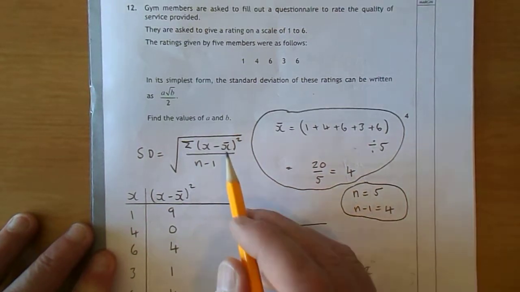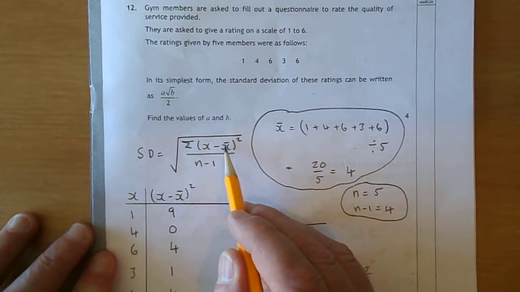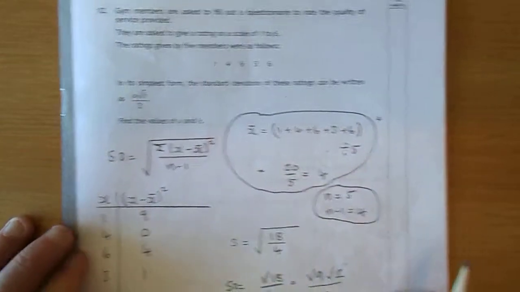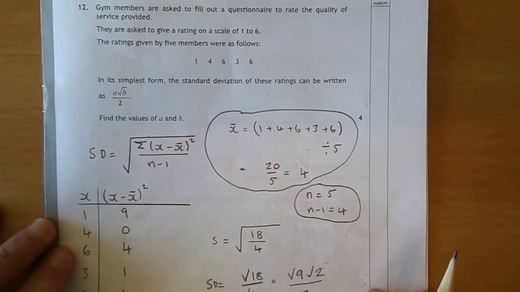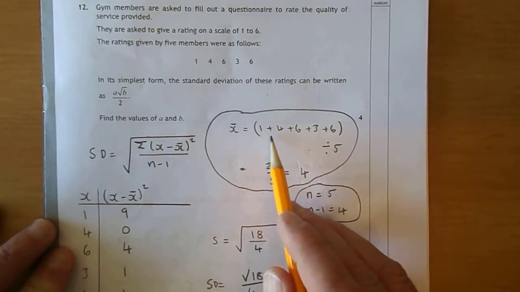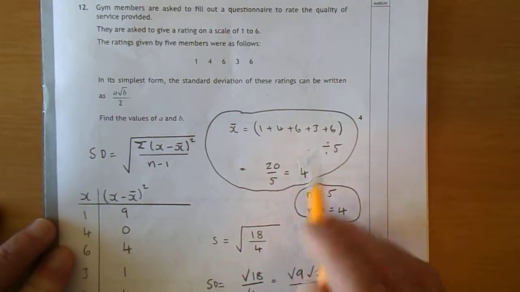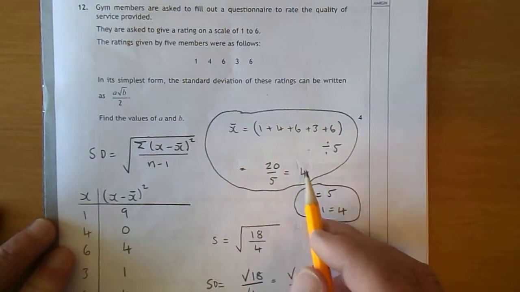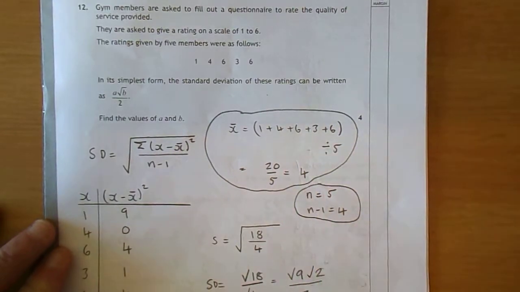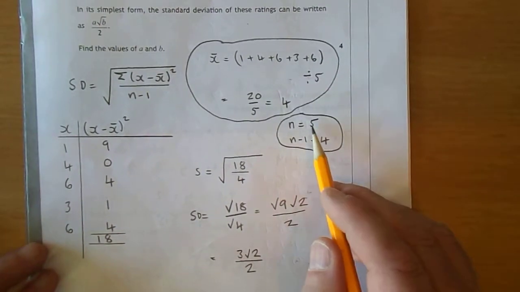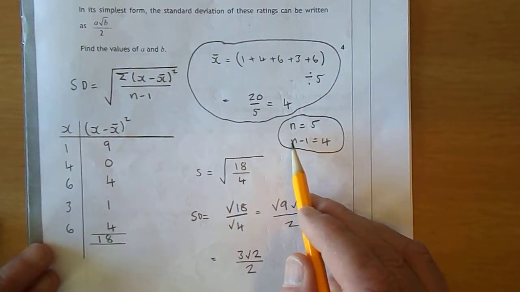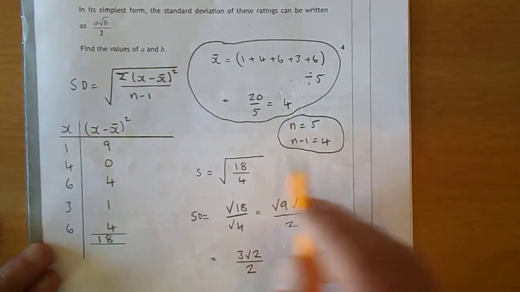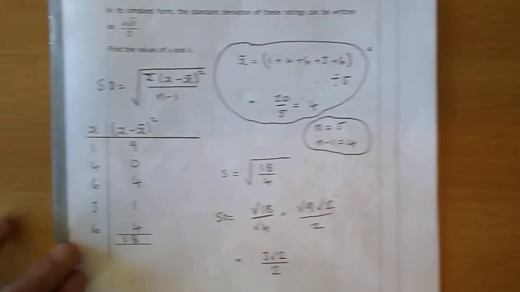Okay, and so the first thing we need to get is that, which is the mean. So the mean is where you add them all up and divide by how many numbers there are. So 1 and 4 add 6, add 3 add 6 gives you 20, over 5 gives you 4. And incidentally, n is 5 because there's 5 numbers. Looking at the formula here, n take 1 therefore is 4. That's what we'll be using later on.